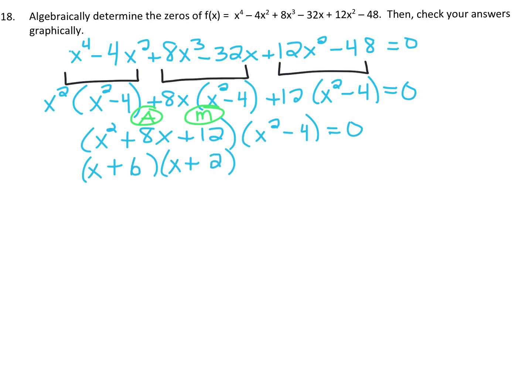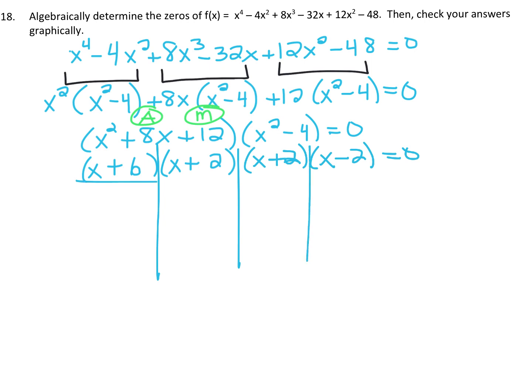Now this is a difference of 2 perfect squares. So if I factor that, it will factor to x plus 2 and x minus 2. And let's bring down the equals 0. Now that everything is fully factored, we can make a t-chart and solve.